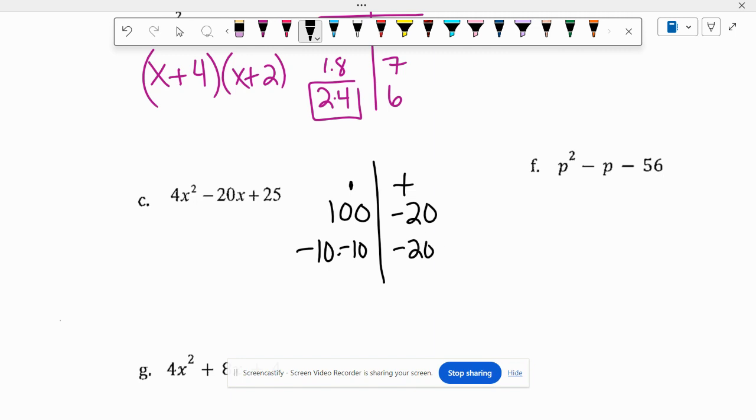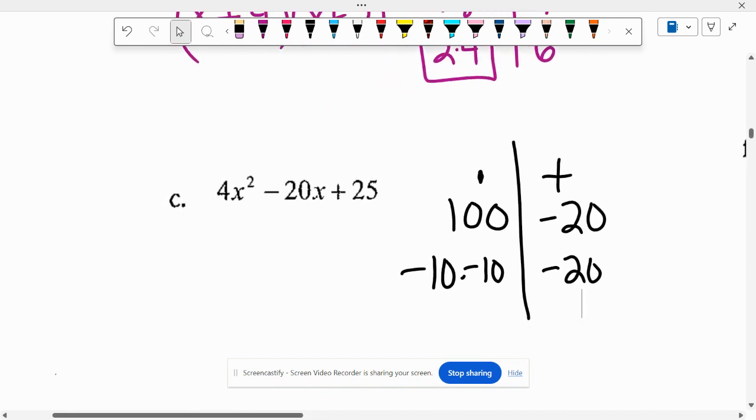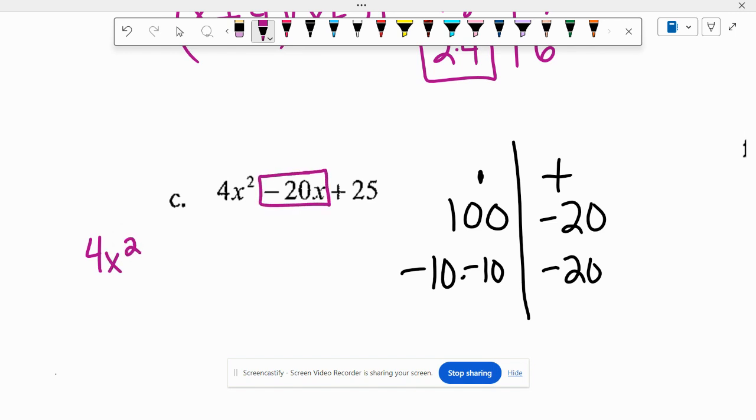So this one has to be factored by grouping because a doesn't equal 1. So I have the 4x squared. But instead of writing negative 20x, I'm rewriting this as negative 10x minus 10x plus 25. Now I have 4 terms that I can group together. Okay, first grouping. What can I take out of the first?